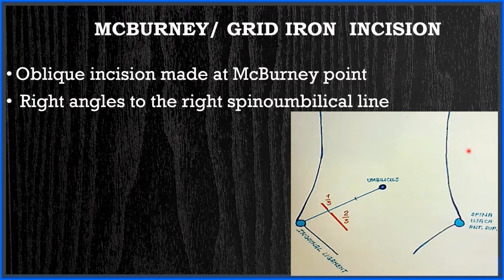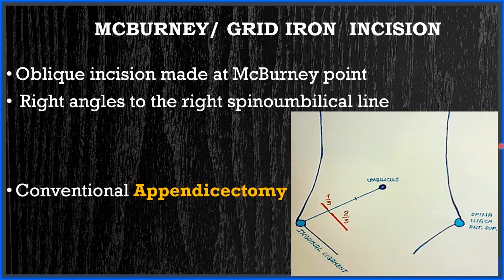For which organ will we use the McBurney or gridiron incision? So which organ have you studied over here? You have the cecum and you have the appendix. So it is for appendicectomy. So for conventional appendicectomy, you will use the McBurney or gridiron incision. Appendectomy is one of the easiest general surgeries that are performed. After you finish MBBS and then you do your MS in general surgery, the first surgery that you'll do as a junior resident will be appendectomy. And the incision that you're going to place will be McBurney's or the gridiron incision.